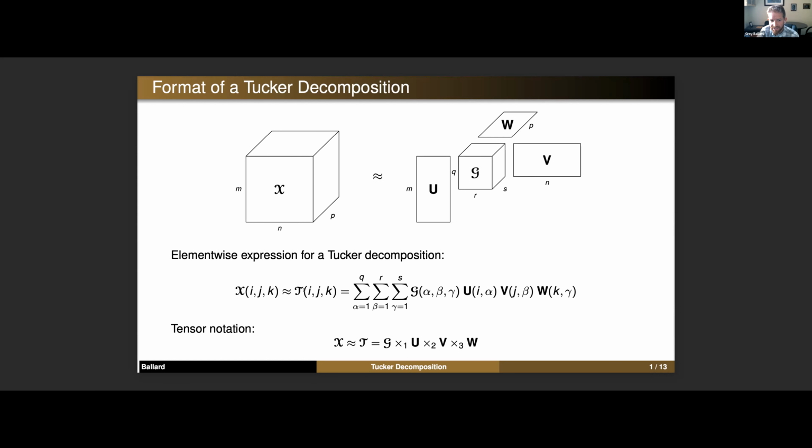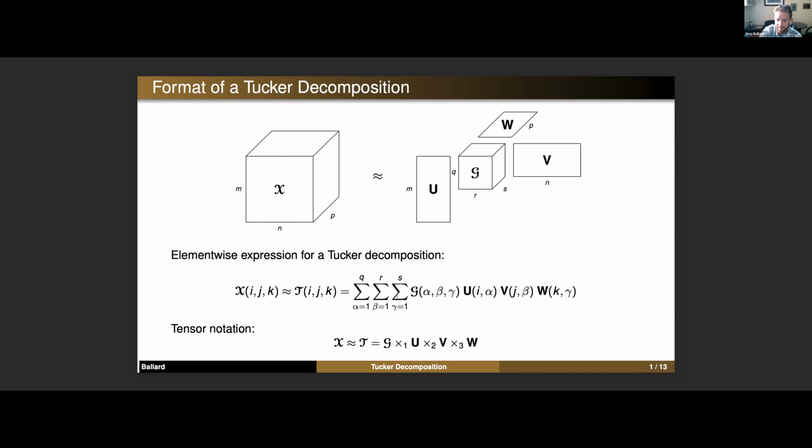I'll use X for the data tensor. T is the Tucker format tensor that's represented by the core and factor matrices. We'll also use tensor decomposition and tensor approximation interchangeably. So really, this T is an exact Tucker format tensor. The X is approximated by the Tucker format tensor T. Okay, so that's the idea.